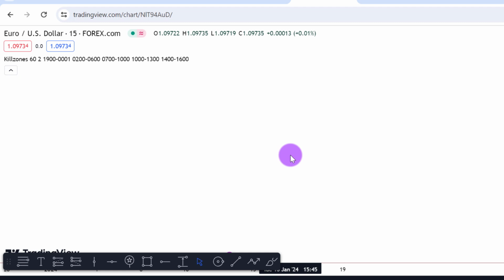In your region, in Nigeria, right now, it's between the hours of 8 a.m. GMT plus 1 to around 11 a.m. GMT plus 1. That's the London session. And the New York session is around 7 to 10 a.m. New York time. That's the standard time. So you should convert that to your local time. It's going to be around 1 p.m. GMT plus 1 to around 4 p.m. GMT plus 1. That's the New York session.